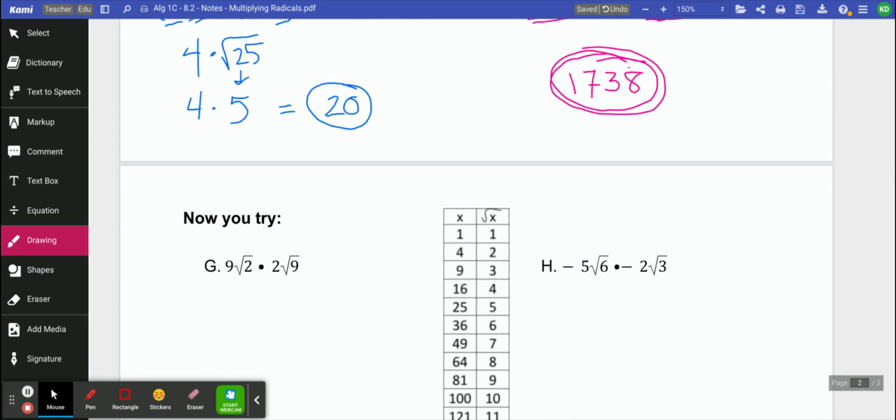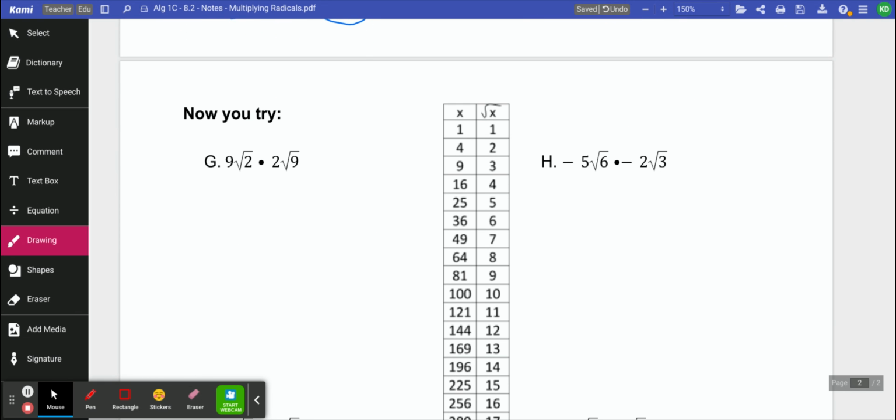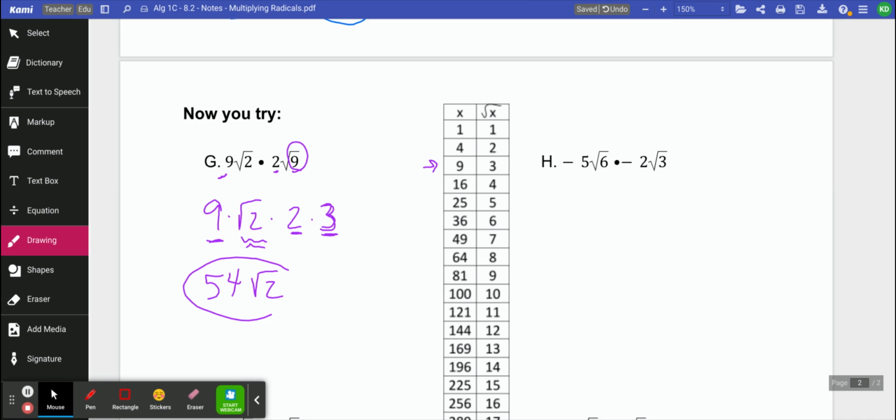All right, let's do some more practice here. We have plenty of examples to practice on. So we have 9 times 2 times the square root of 9. This is a perfect square, I can see this on my chart. So I'm going to rewrite this before I start multiplying stuff together. The square root of 9 is regular 3. So now outside I have 9 times 2 times 3. 2 times 3 is 6, times 9 is 54, times radical 2. And I know I don't have to simplify radical 2, which is nice.